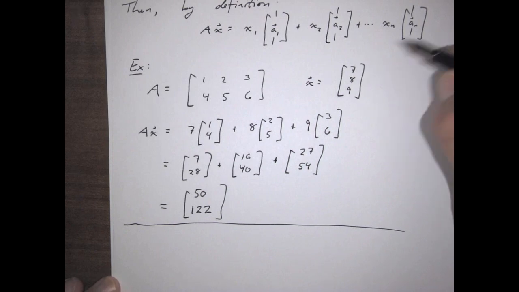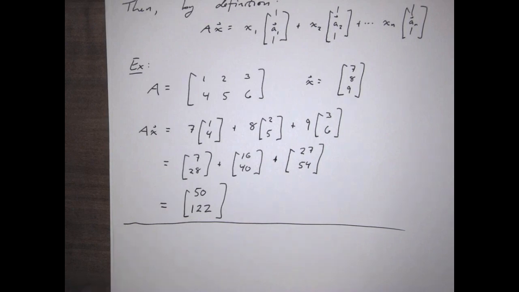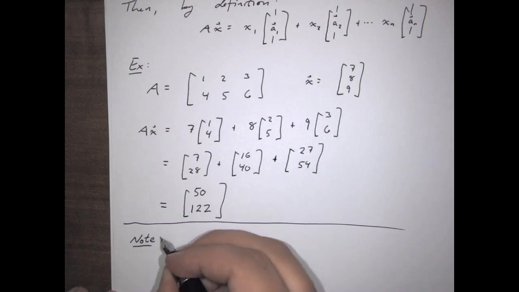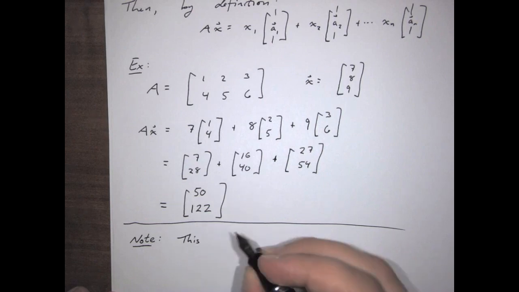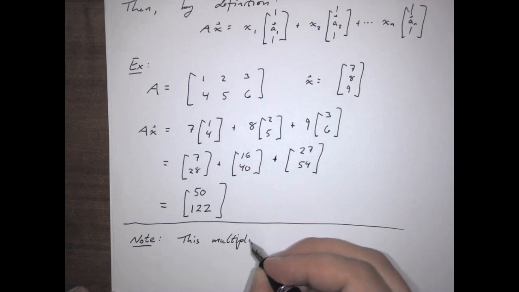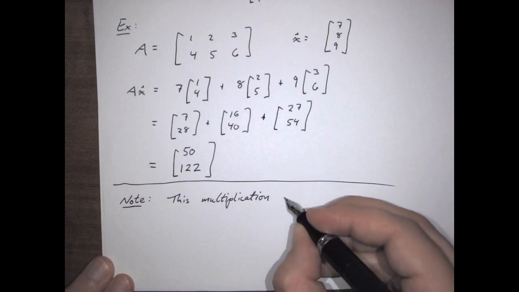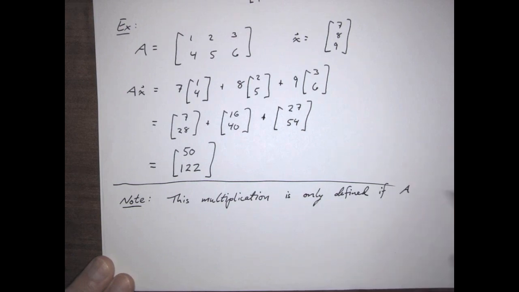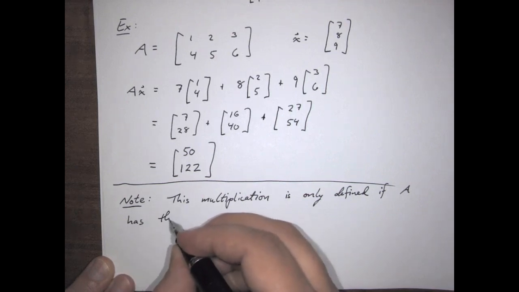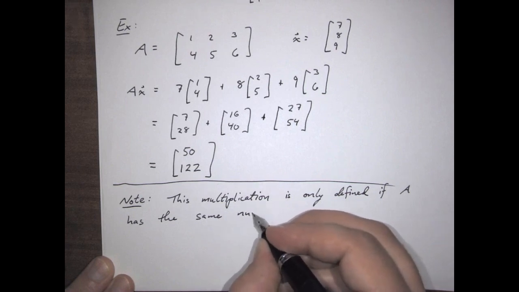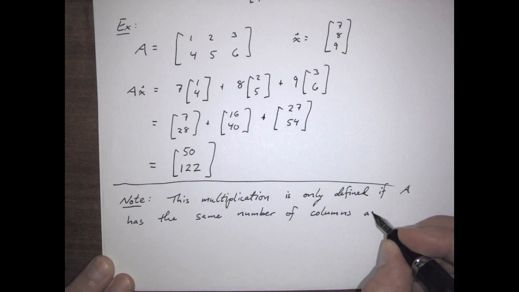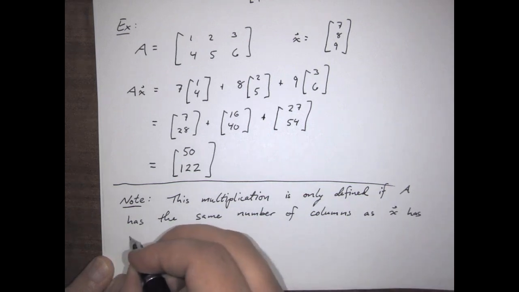So notice here what happened. The entries of x were put in correspondence with the columns of A. What that means is that matrix multiplication, for one thing, is only even defined if the number of columns of A matches the number of entries in X. So note, this multiplication is only defined if A has the same number of columns as X has rows.